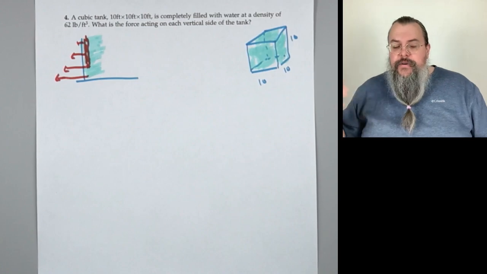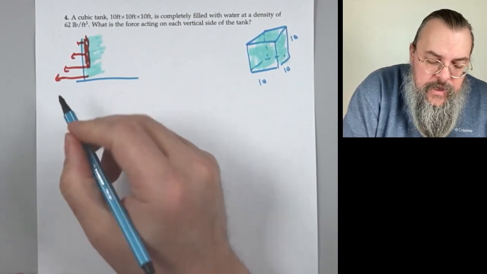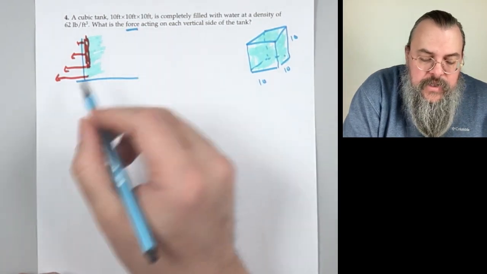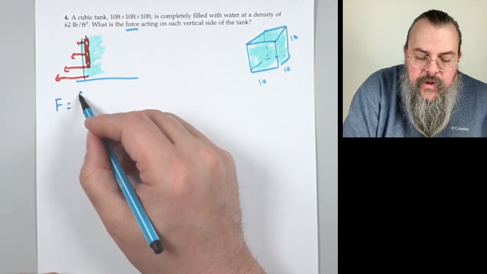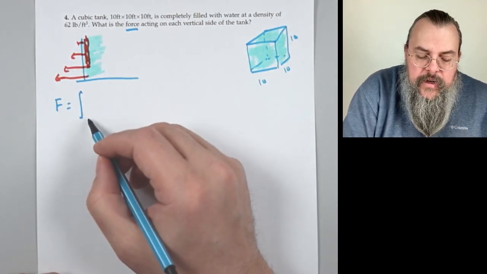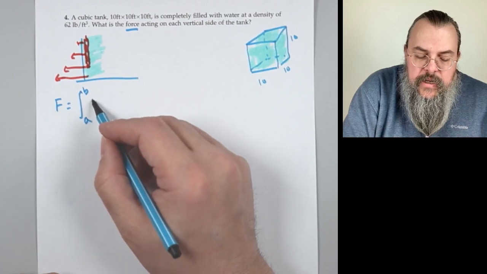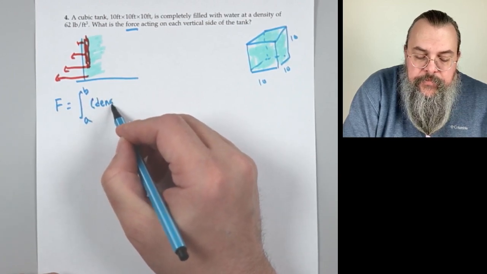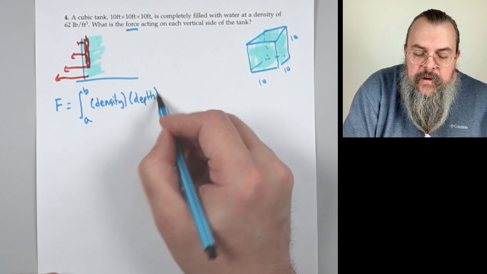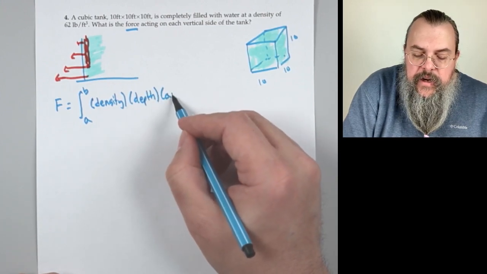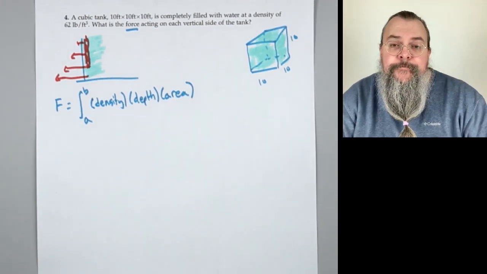Okay, so how do these formulas work? Well, for this, we're after a force. We say the force is the integral from a to b. There's the density. There's the depth. There's the area. Those are the pieces that come into play.